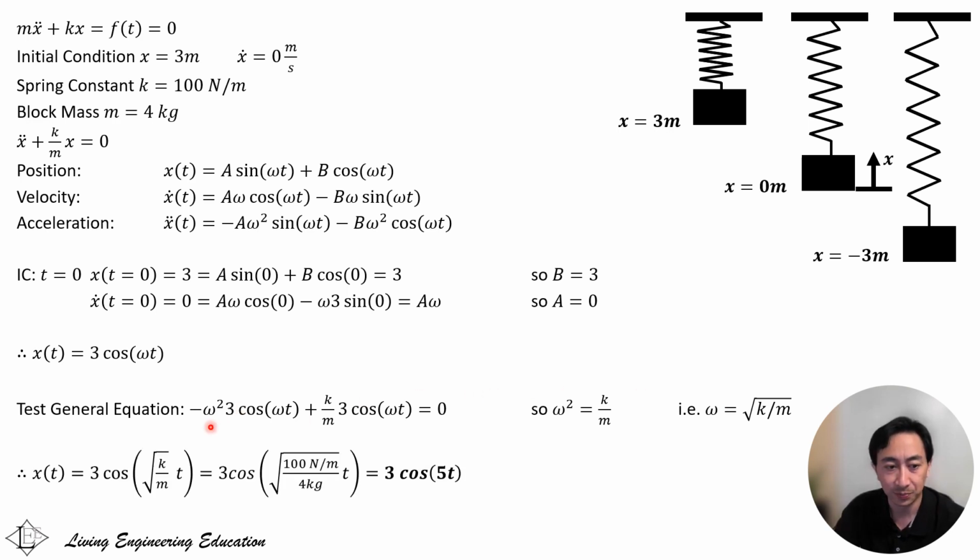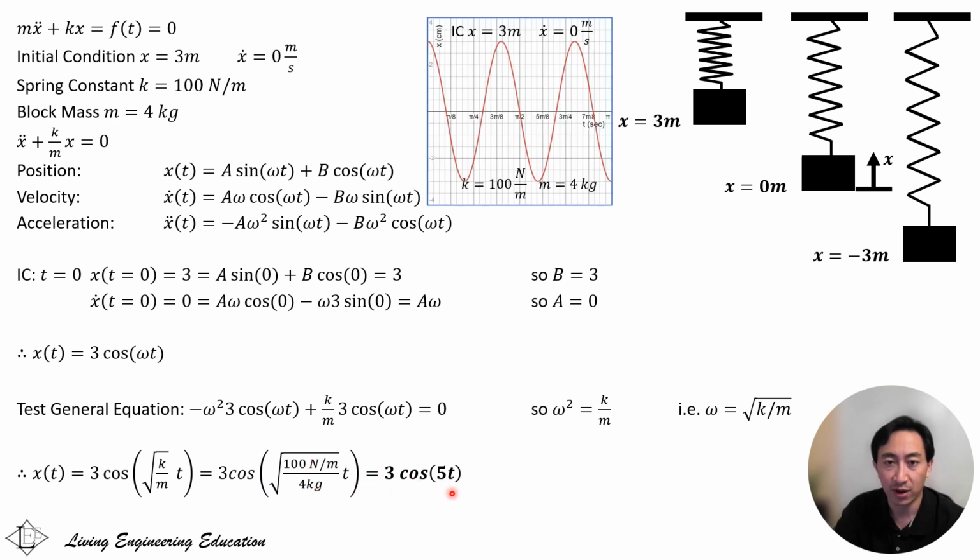So I plug in 3 cosine of the square root of k over m times t. k is 100 Newton meters. m, my block mass, is 4 kilograms. So that's 100 over 4, which is 25. The square root of 25 is 5. So I get 3 cosine 5t.